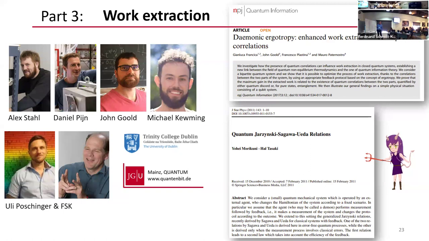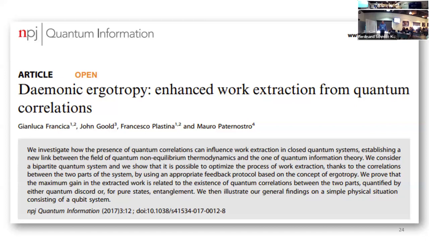And that is here again the big right. We show that it is possible to optimize the process. So we need a nice protocol for work extraction, thanks to the correlation between two parts of the system and feedback. And we are in the lucky situation that we can measure one qubit and measure the outcome, and this takes a millisecond, and then we can decide with an FPGA control electronics what we do later, and this decision takes a few microseconds, but really short, and then something is done or not done, accordingly.